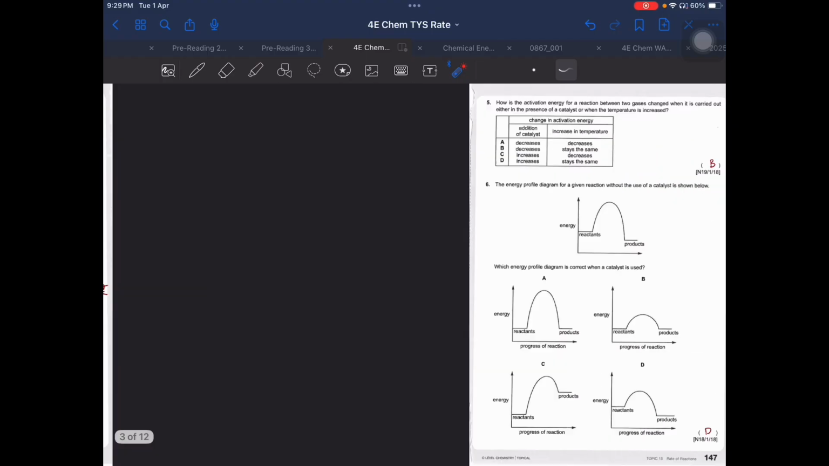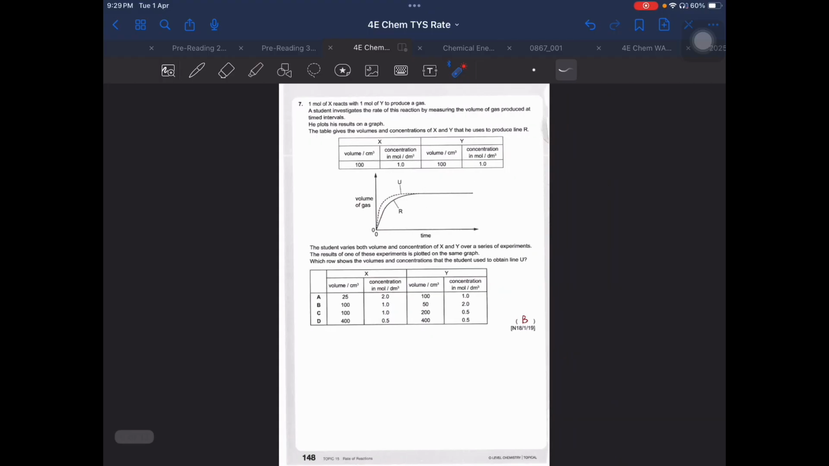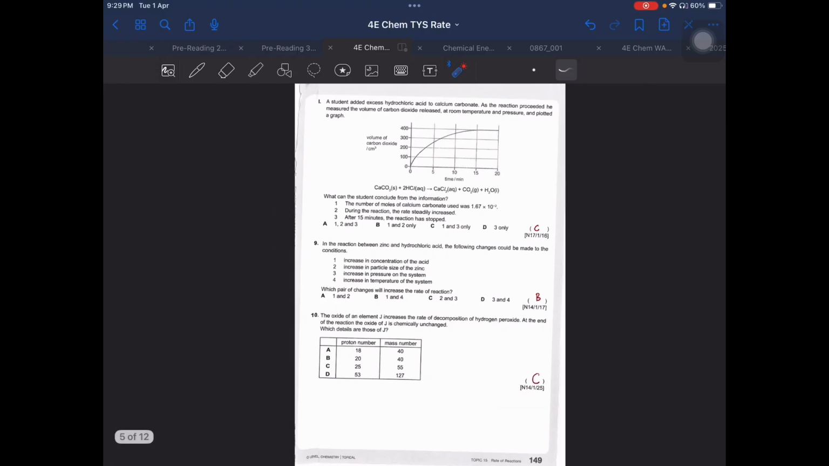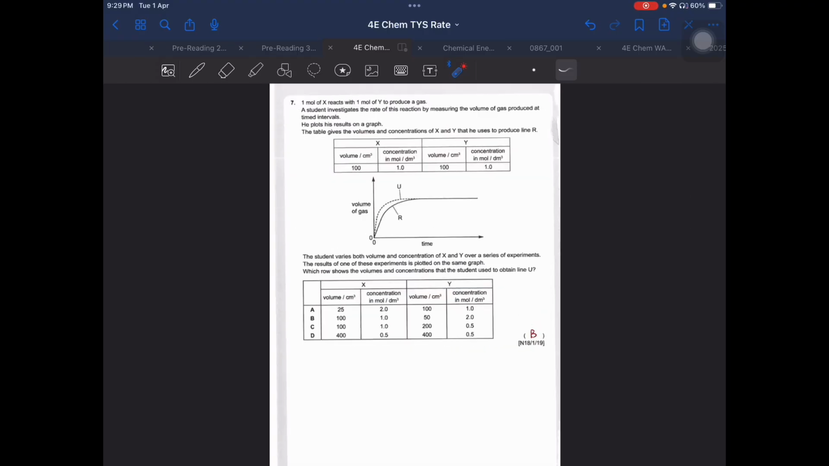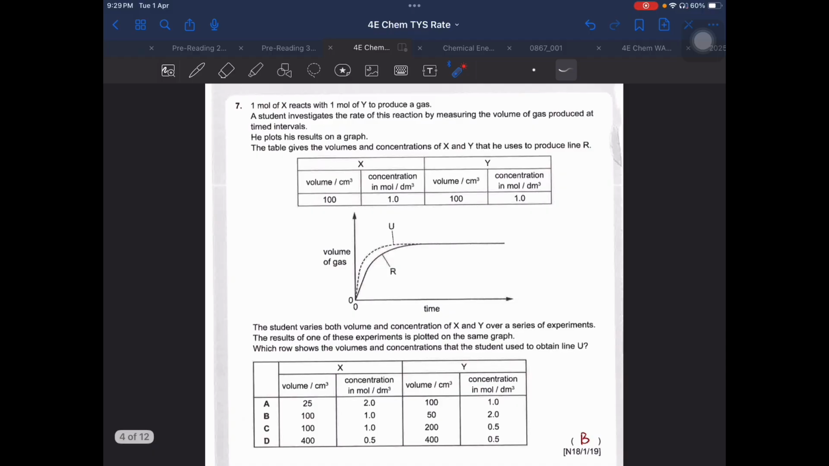So let's take a look at another question now, and we can zoom in straight to question 7. Question 7 is one of the other questions that quite a lot of students have issues with, and we'll take a look at this. Based on this question, we know that 1 mole of X reacts with 1 mole of Y to produce a gas. So X to Y in terms of ratio is 1:1.